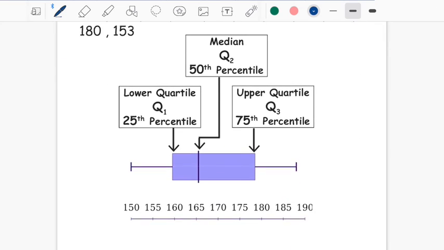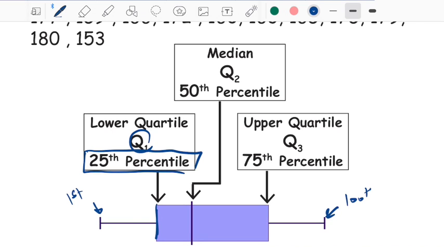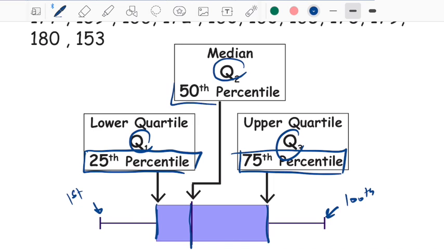How about the 25th or Q1? Q1 is called the 25th percentile. This is your first and this is your last, or the 100th percentile. We use the term percentile. So this is your Q3. Q3 is your 75th percentile. How about Q2? Q2 is your 50th percentile.